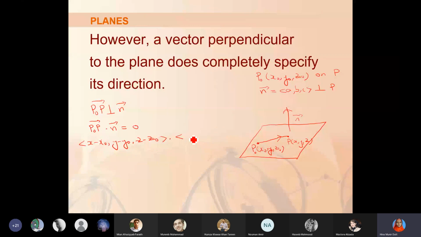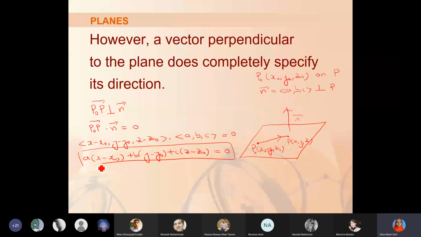And the normal vector is given to me with components A, B, and C, and the dot product is equal to 0. Now what is the dot product? I have to multiply component-wise and sum the products of the corresponding components. I can write it as A(x minus x naught) plus B(y minus y naught) plus C(z minus z naught) is equal to 0. Now this is my equation of the plane that passes through the point P naught (x naught, y naught, z naught) with the normal vector n.